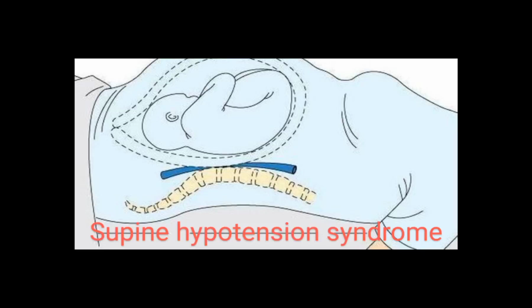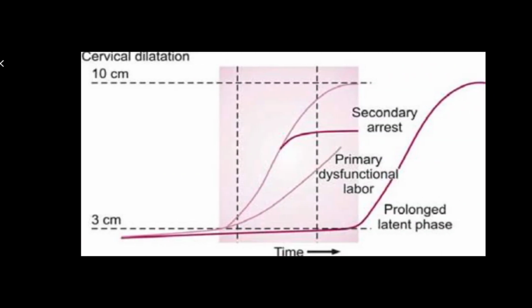So, we recommend that the pregnant lady should remain in the lateral decubitus position. In the lateral decubitus position, the pressure will be relieved off from the vena cava.